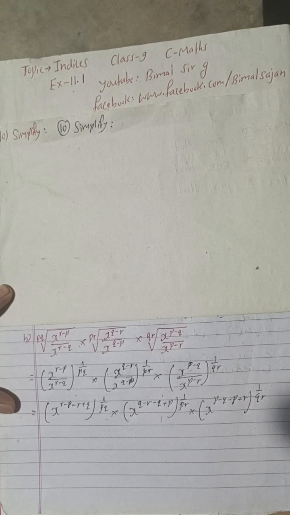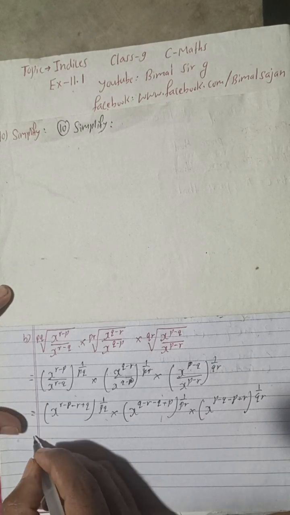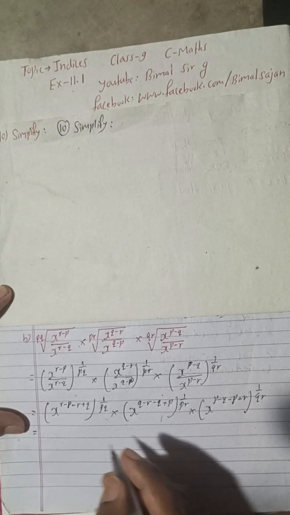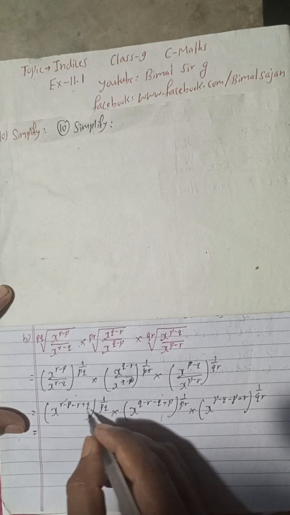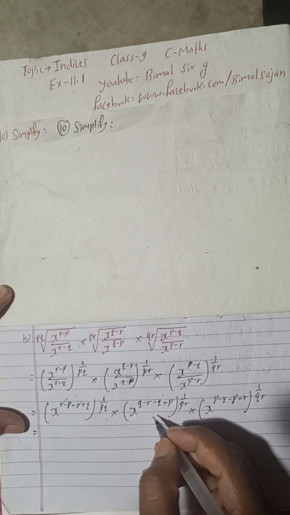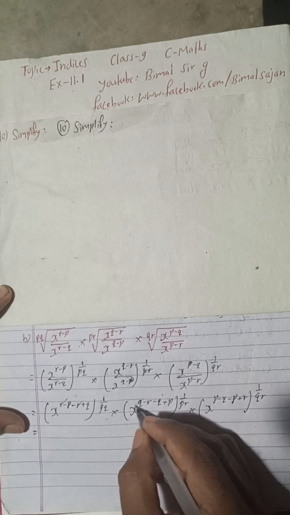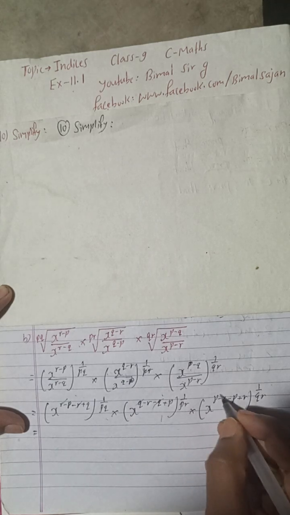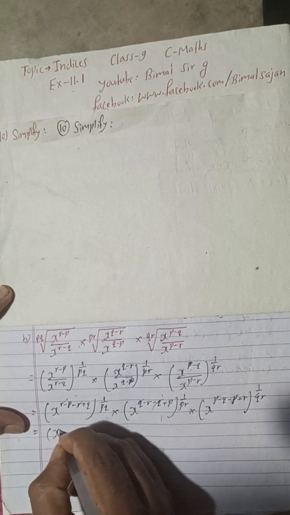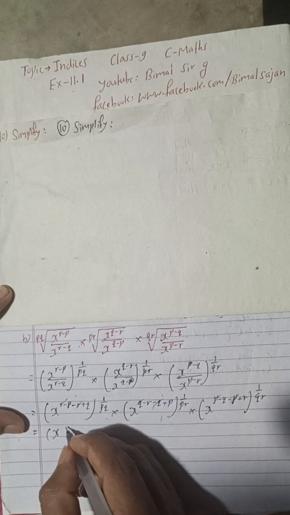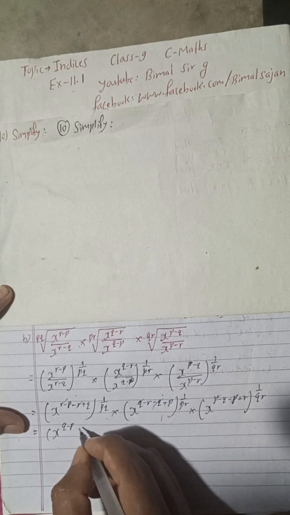Now here plus r minus r cancel, plus q minus q cancel, plus p minus p cancel, so this can be written as x to the power q minus p.